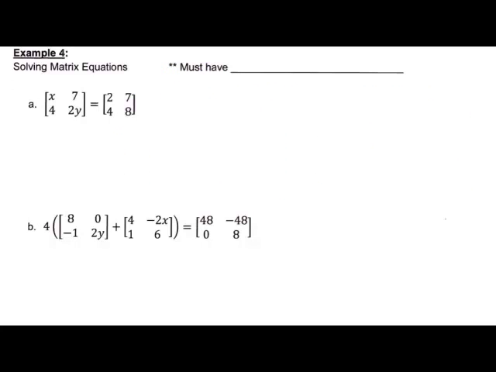Example 4 says to solve the matrix equations. Again, in order to solve matrix equations, we must have the same dimensions. If we do not have the same dimensions, it's not possible to solve the matrix. So here, again, we're looking at corresponding spots in our matrix. So we first want to look at row 1, column 1. We have an x and we have a 2. So that tells us that x equals 2.